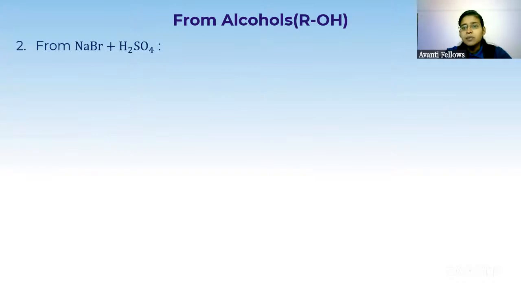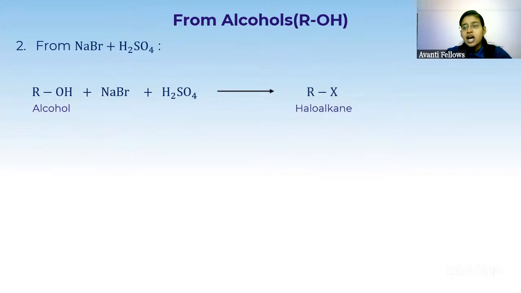The second preparation is from sodium bromide and H2SO4. Let's take the alcohol. The alcohol is treated with NaBr and H2SO4, which leads to the formation of RX, NaHSO4, and H2O. Here OH is getting replaced by the halogen. Mostly here we have the bromine halogen, so it will be replaced by bromine.